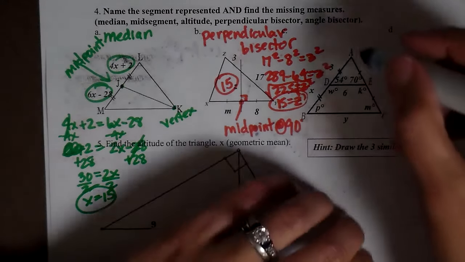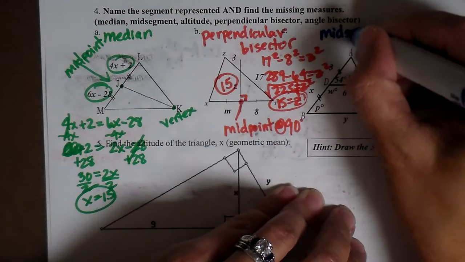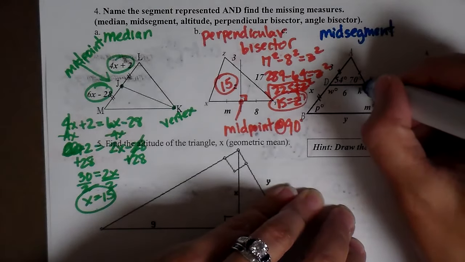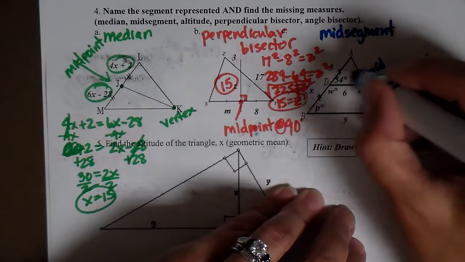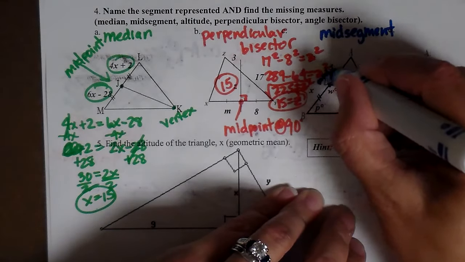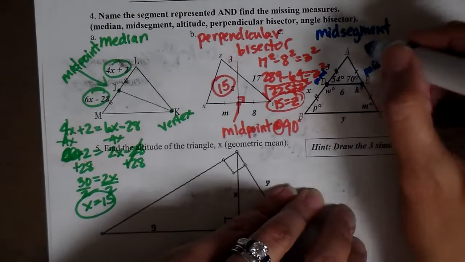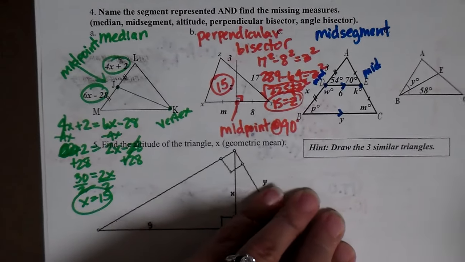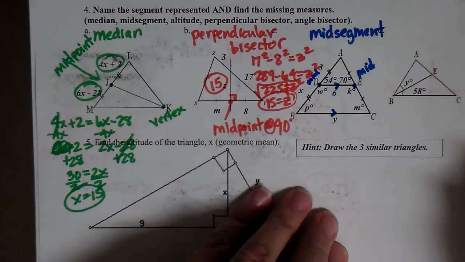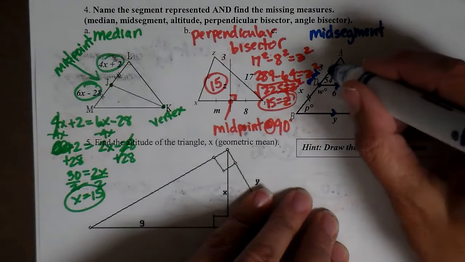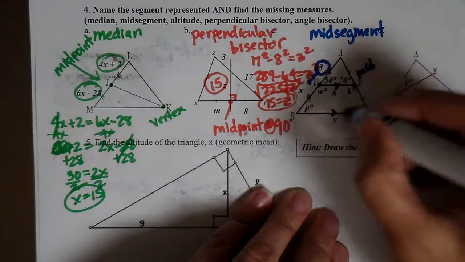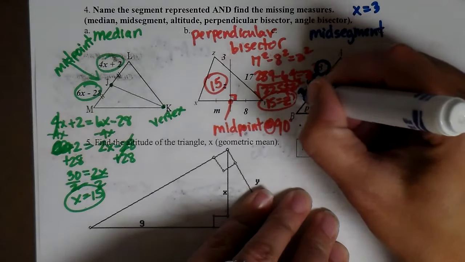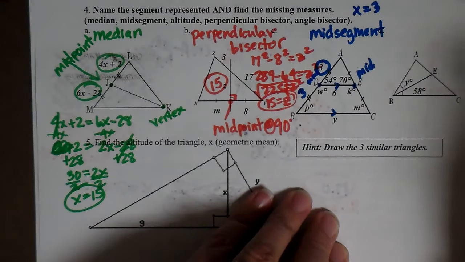So the next one, this is a mid-segment. A mid-segment connects two midpoints. So these are both midpoints. Now, because it's a mid-segment, we also know that it's parallel to the opposite side. We talked about that before. So a mid-segment connects two midpoints. Well, that means if this is 3 right here, that means x is 3 also. I'll put it up here. That means this is going to be 3 also, because it's a midpoint.